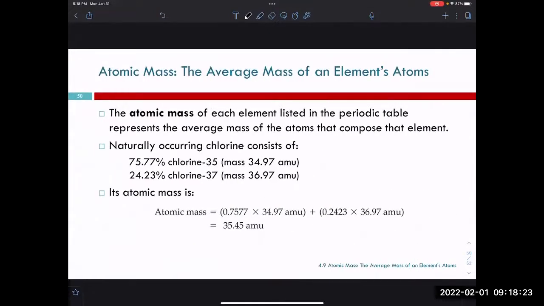All right. So the atomic mass, not the atomic number, of each element listed in the periodic table. May I have your attention, please?